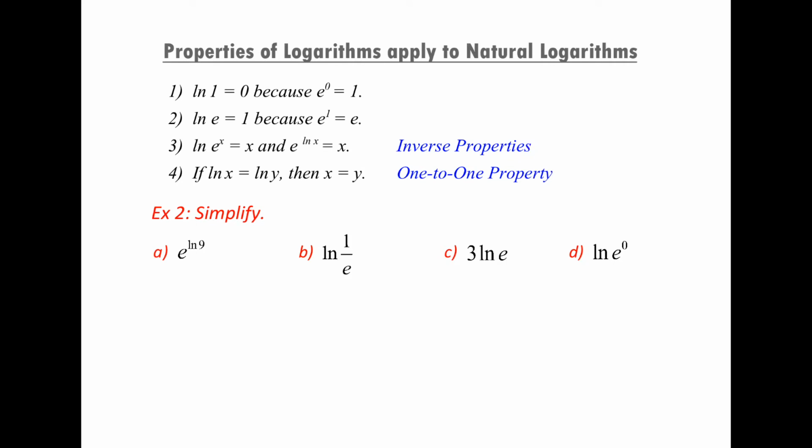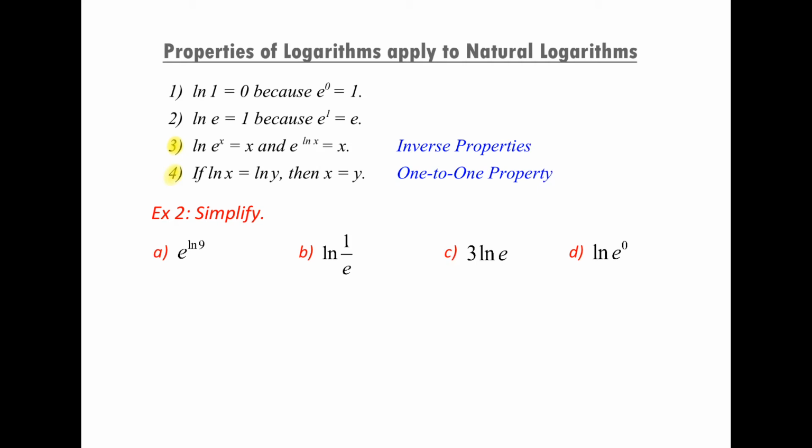Properties of logarithms also apply to natural logarithms. Once again, natural logarithms are still logarithms, just log base e. So the 4 properties we had before are the same 4 properties we have now. It's just that instead of using log base a, we're now using natural log or log base e. So you can see natural log of 1 is equal to 0, natural log of e is equal to 1, natural log of e raised to the x is equal to x, and e raised to the natural log of x is equal to x. That third one is your inverse property, the one that once again we will probably be using most frequently. And then we also have the one-to-one property where if the natural log of x is equal to the natural log of y, then it must be true that x is equal to y.